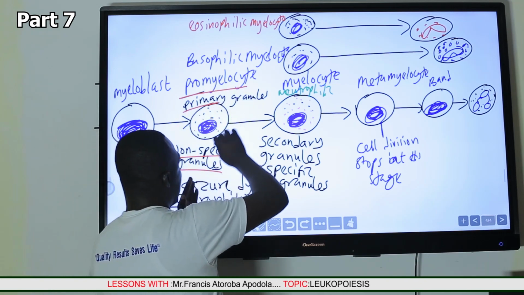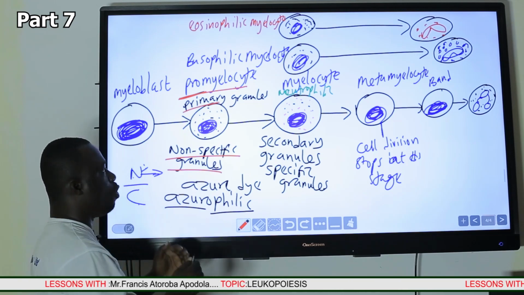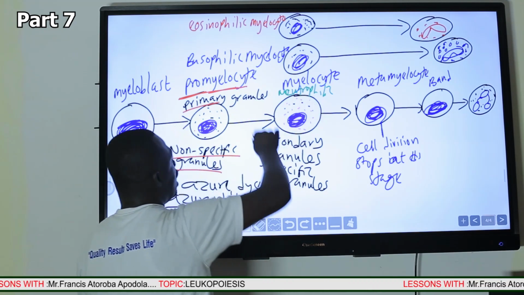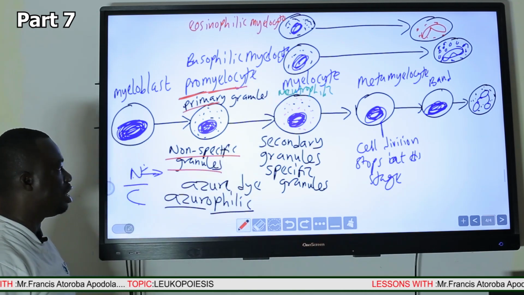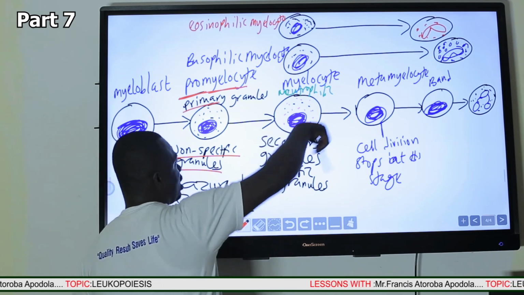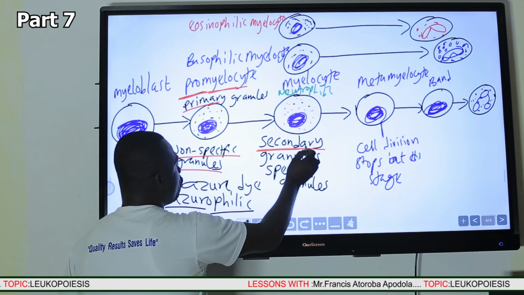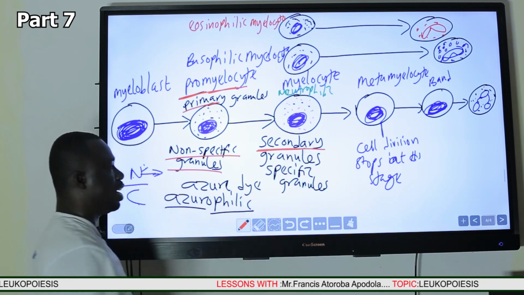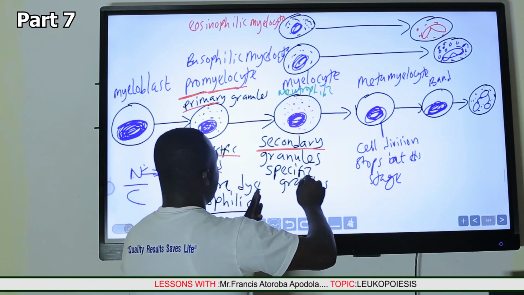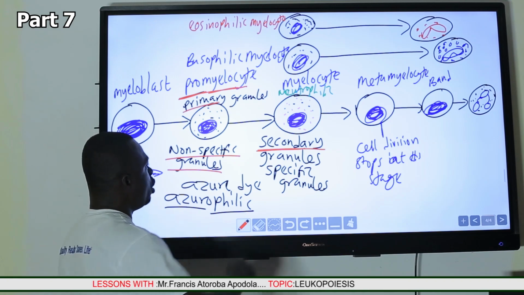Once this promyelocyte undergoes differentiation, as the name implies, pro means before the myelocyte stage, then the next stage will be the myelocyte stage. Once we are in the myelocyte stage, this is where another set of granules begins to appear. And because that is the second granules to appear, those granules are called secondary, coming from the word second. So secondary granules. These granules actually are specific granules because they can help us to differentiate what type of granulocyte we are producing.